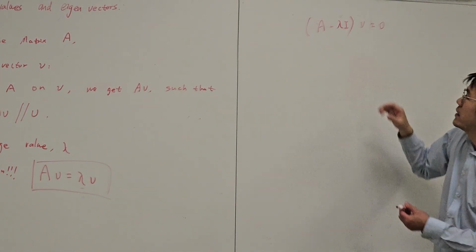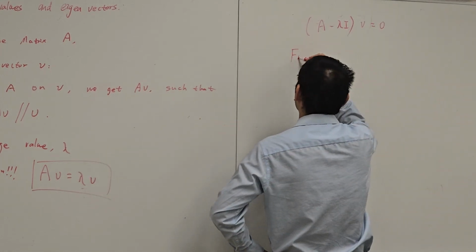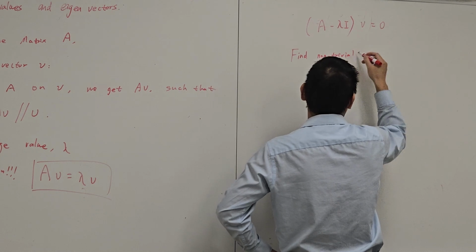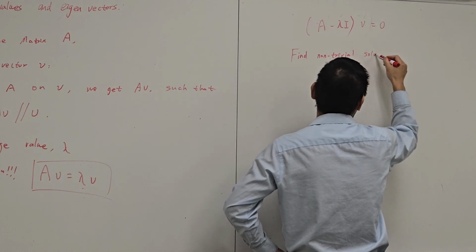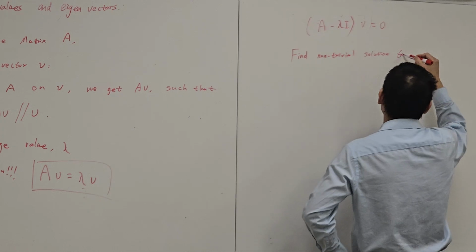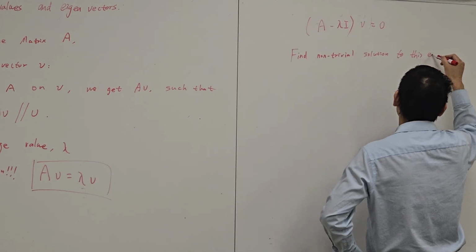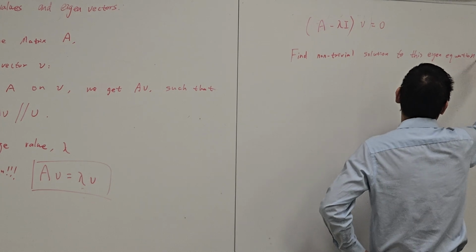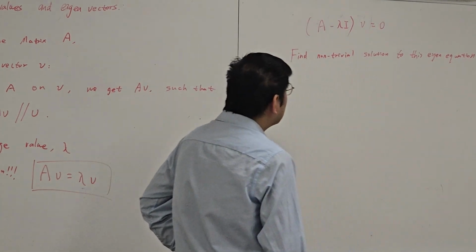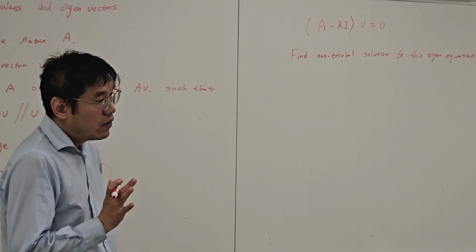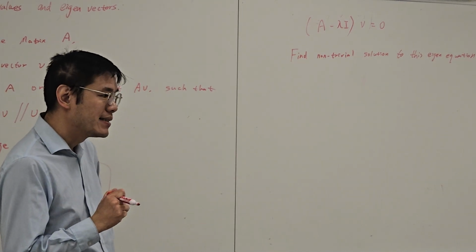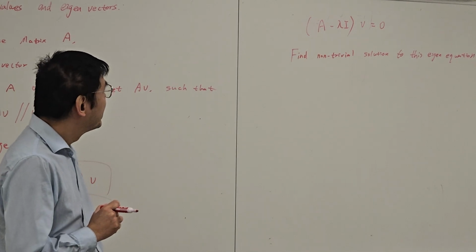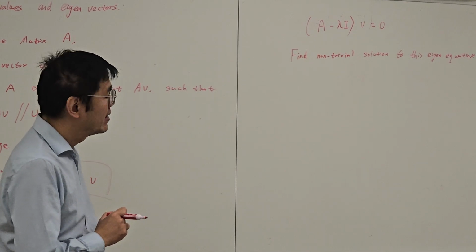So we want to find a non-trivial solution to this eigen equation. But if you can recall, not all linear equations have a non-trivial solution. So how can we guarantee it?